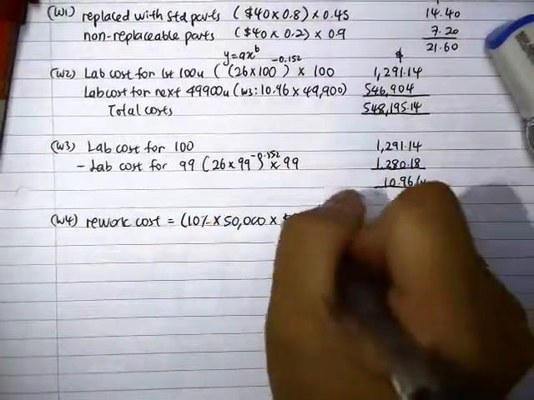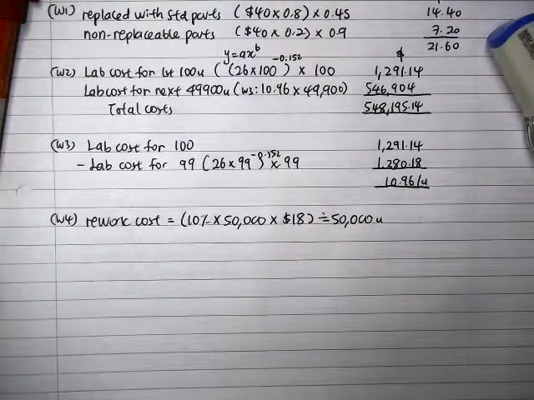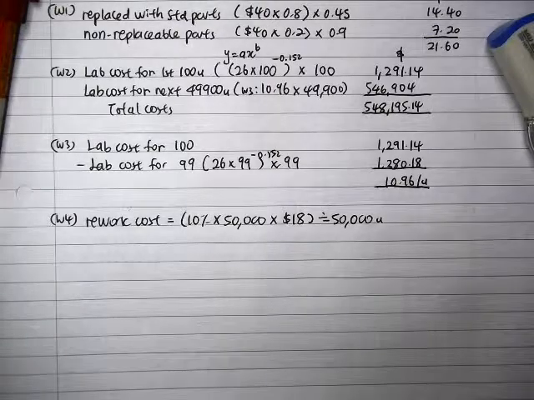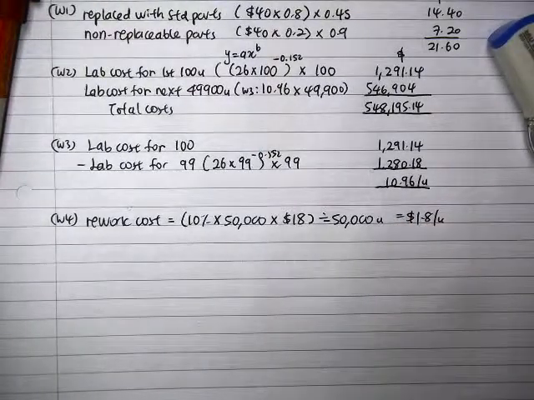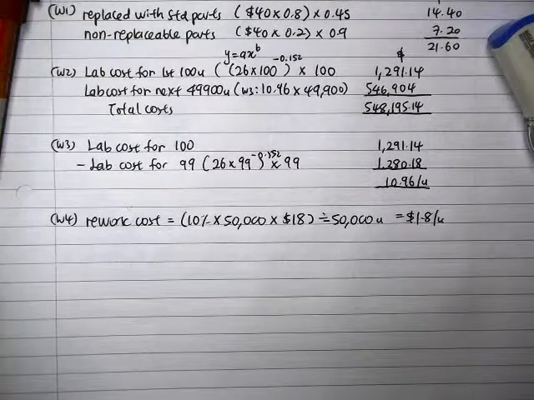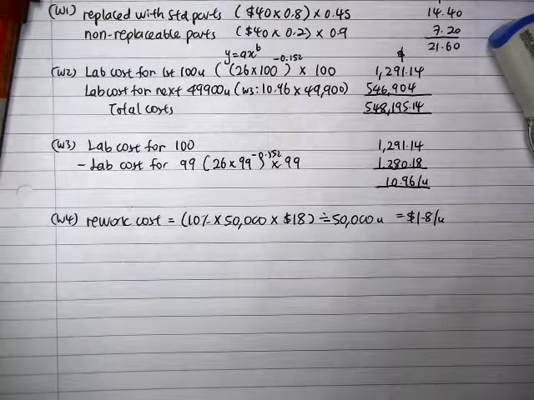But this is total, right? You average out by dividing with 50,000 units. Now that comes to only 1.8 per unit. Okay, all right, so bring the 1.8.